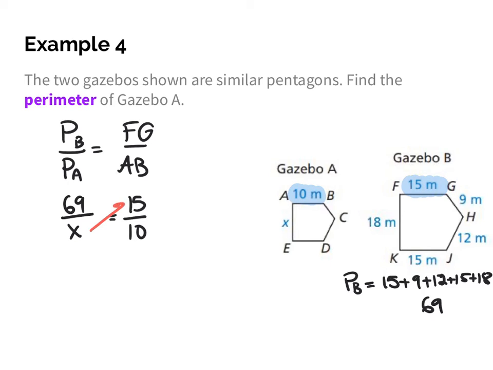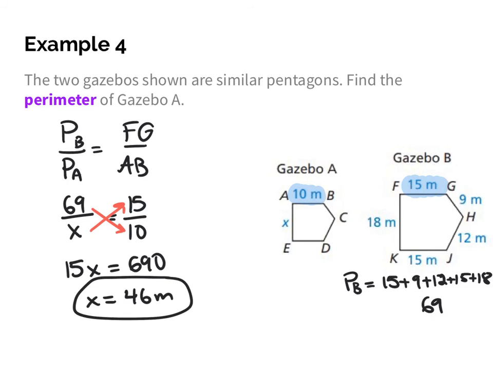To solve that, just like the other problems, I'm going to cross multiply. By doing so, I'd get 15 times X, which is 15X, and 69 times 10, which would be 690. Then if I divide those two things out, I get X equals 46. So I know that the perimeter of A is going to be 46 meters.